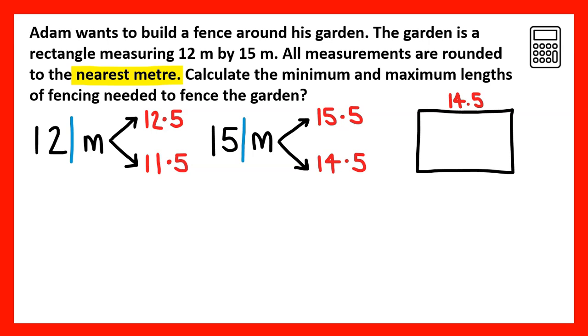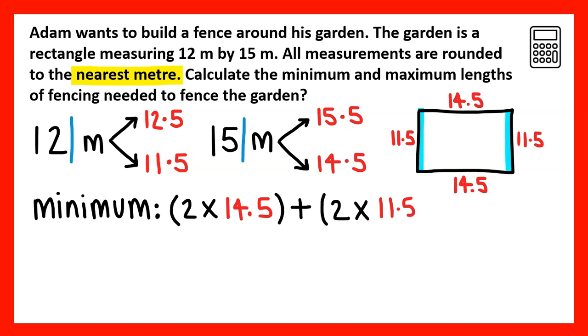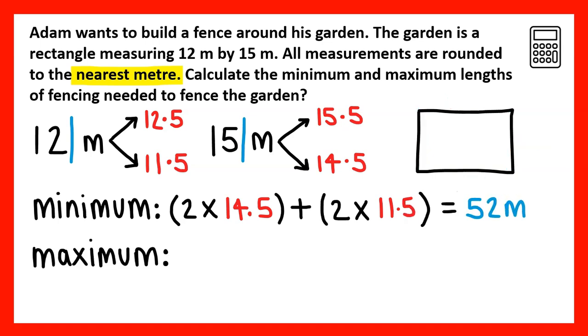Since a rectangle has opposite equal sides, a minimum length of 14.5 would be replicated on the opposite side, and a minimum length of 11.5 would also be replicated on the other side. So the minimum amount of fence required would be 2 lots of 14.5 plus 2 lots of 11.5, which would be 52 meters. For the maximum, I'll need to use my upper bounds of 15.5 and 12.5.